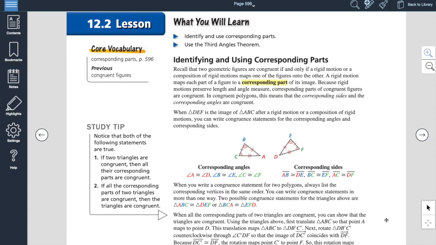You can go to your ebook. And from your ebook, you're going to go to page 596. And this is the start of section 12.2. 12.2 deals with congruent figures. We are mainly going to deal with congruent triangles.